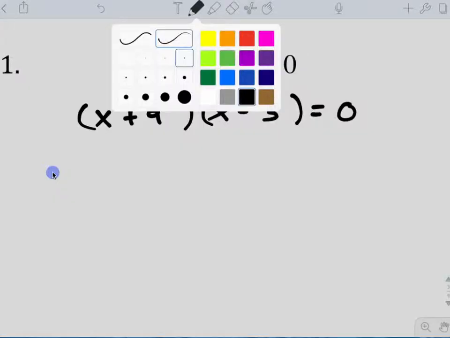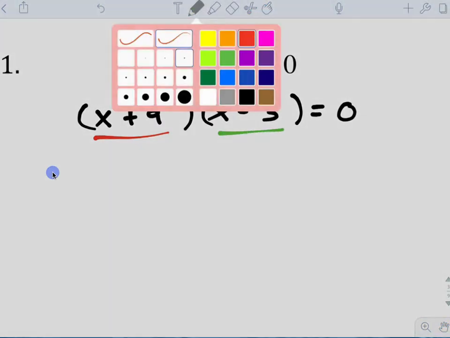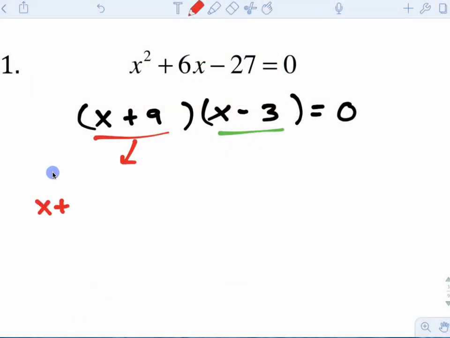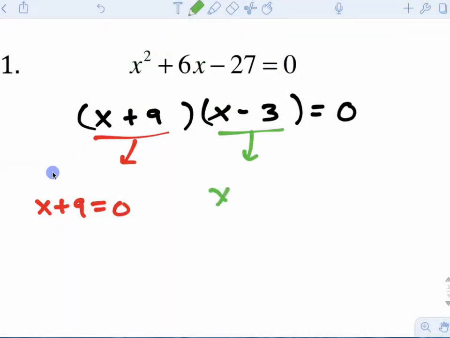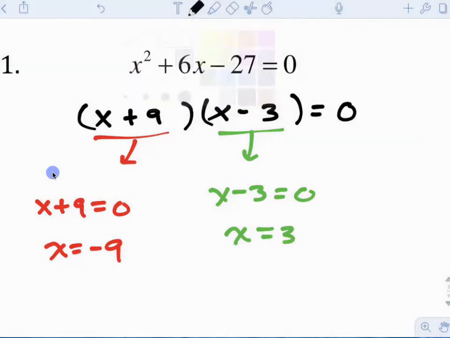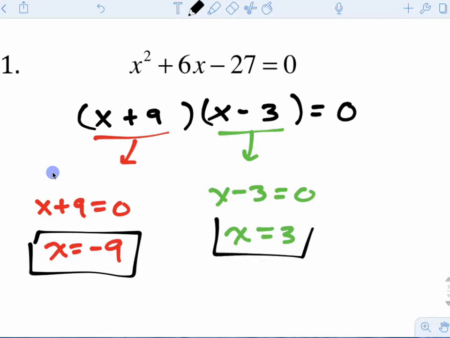And my claim is that if this guy multiplied by this guy is equal to 0, then it must be the case that x plus 9 has to be 0, or it must be the case that x minus 3 has to be 0. In which case our solutions are 3 and negative 9. I'm going to go ahead and check our answers on this one, but I'm not going to do them for all of them because it might just take too long. But you always can, and it's a really good idea if you have time to spare.